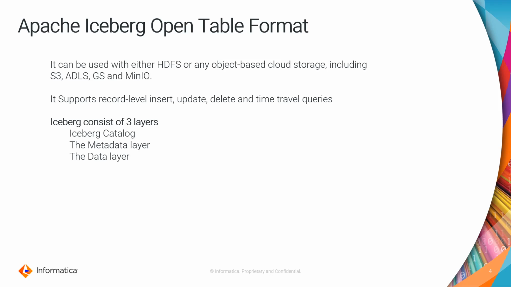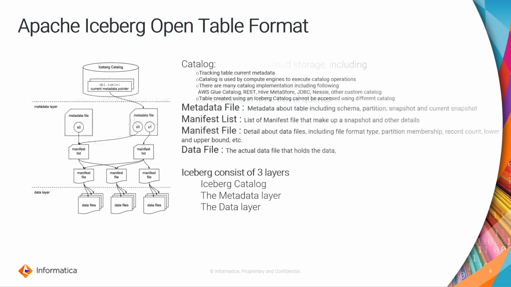Iceberg actually consists of three layers. One is the Iceberg catalog, a metadata layer, and the data layer. Looking at this Iceberg architecture, you could see that there are three layers. One is an Iceberg catalog. When we create an Iceberg format table, it creates a metadata file, and then we have a metadata layer. Once you insert the data, you would get a manifest file list and the manifest file. This contains the snapshot ID of the entry and the action which you have done on top of the table.